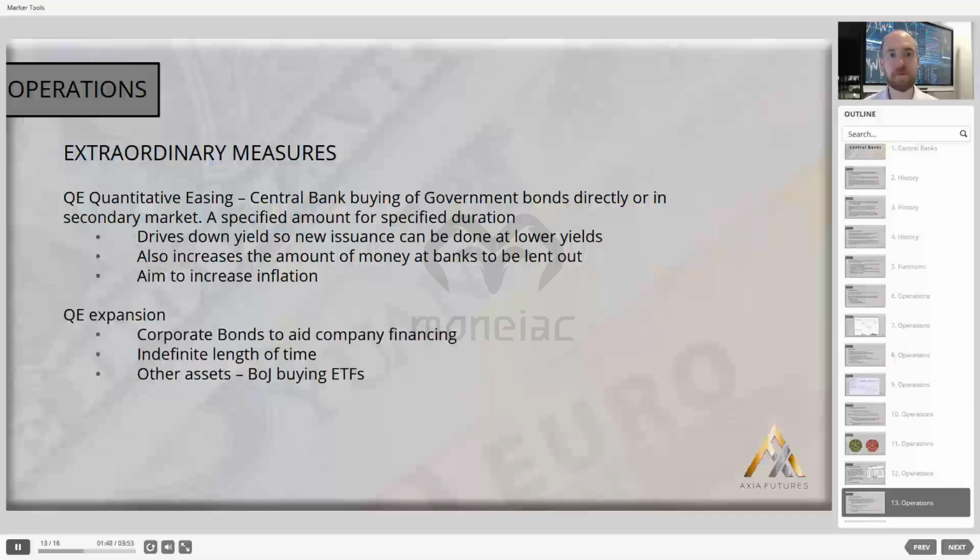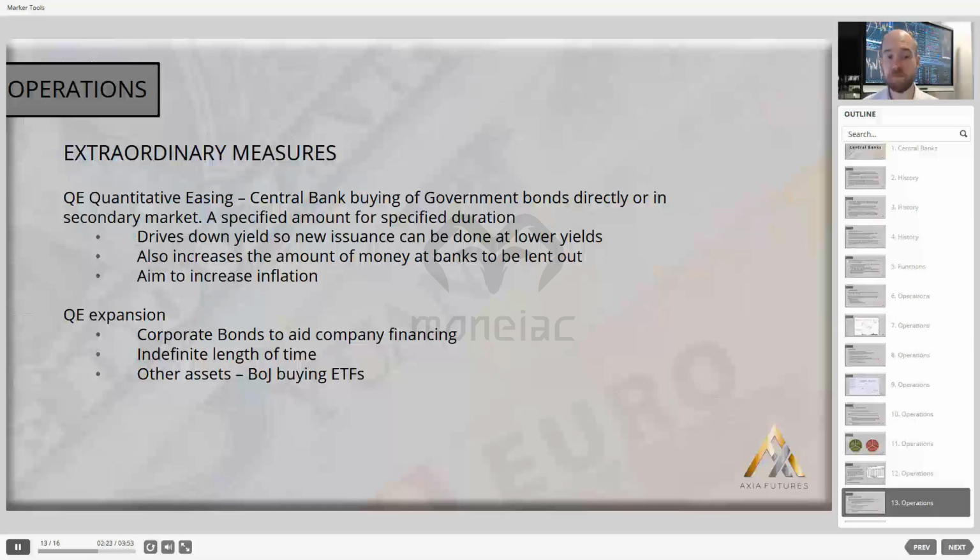Next up comes QE expansion. Now, this can be done in various ways. The obvious way is you just increase the amount of bonds you're buying. Usually is a specified amount, say a certain amount per month for a certain duration of time. What can be done then is they can widen the net of what they buy, move more into corporate bonds that help company financing out, or move into other sort of lower risk bonds, i.e. municipal bonds. So that's more local government bonds.